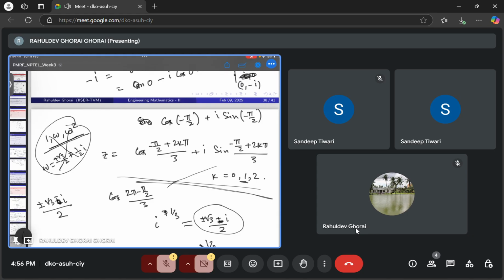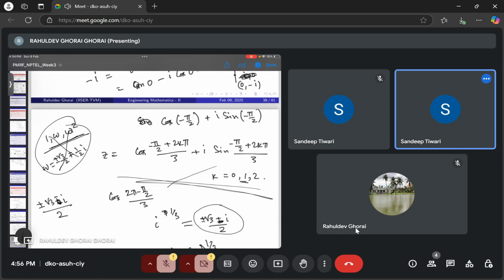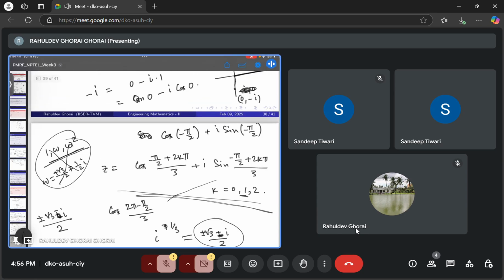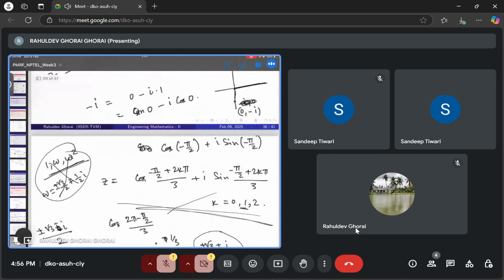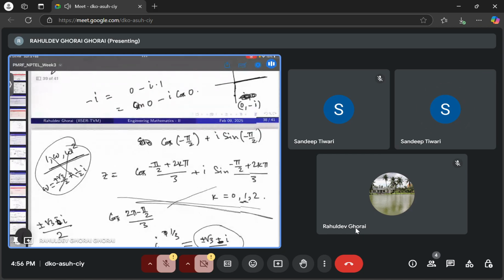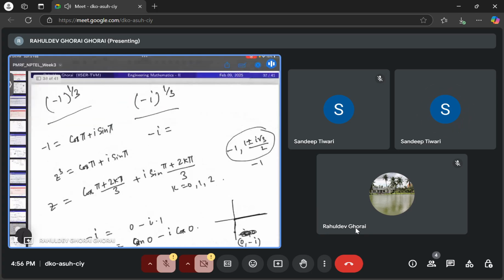Right? Plus minus root 3, minus i by 2. Anyway, the real part will be square root 3, plus minus, or something. You just have to evaluate. But the imaginary part will be 1. But here it is the other way, right?